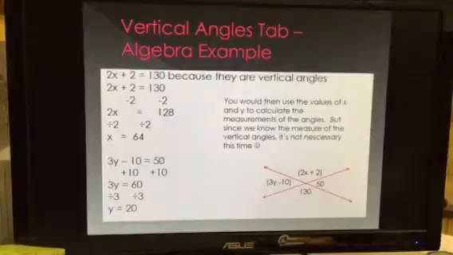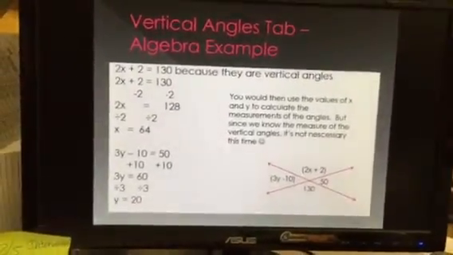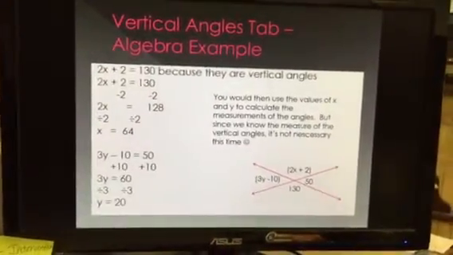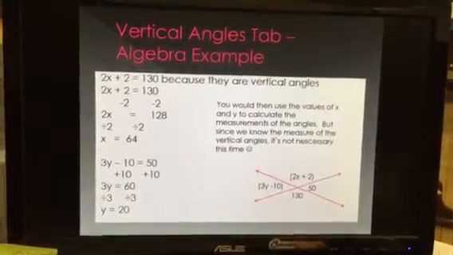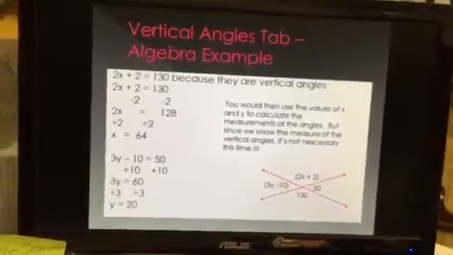Now, if you wanted to know what the actual angle value is, you would need to put the value of x back in or the value of y back in and calculate. But since we already know the opposite, the vertical angle opposite, we already know those values. So, either way. All right.